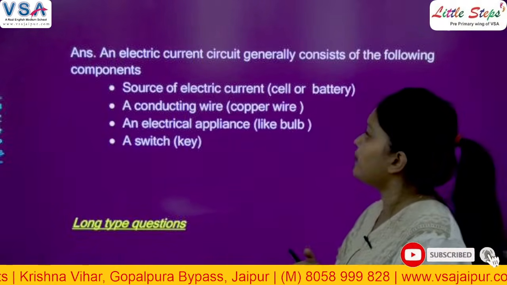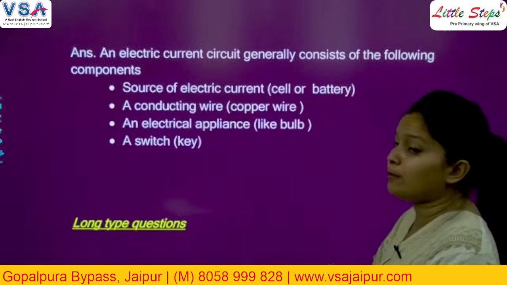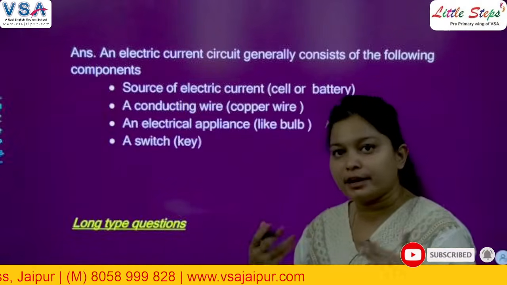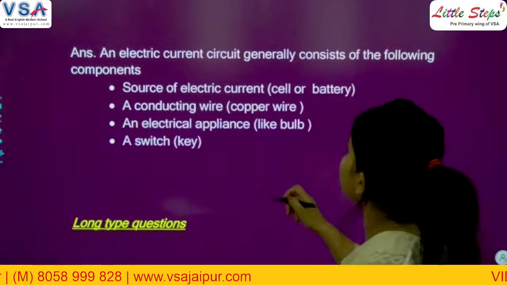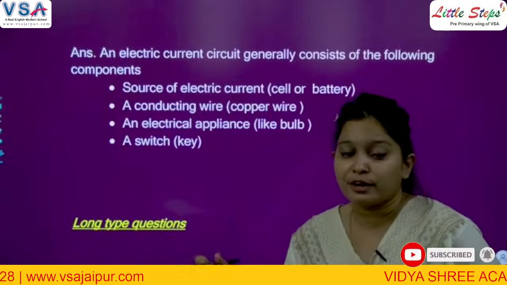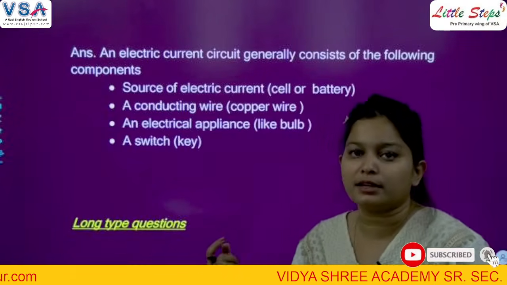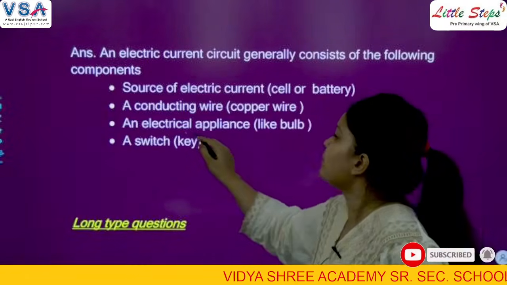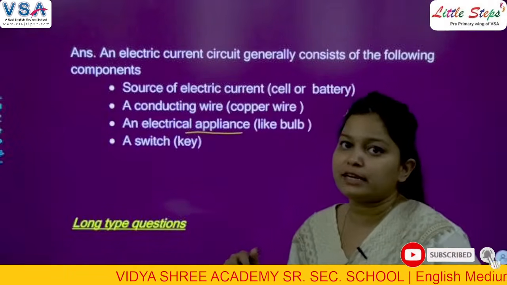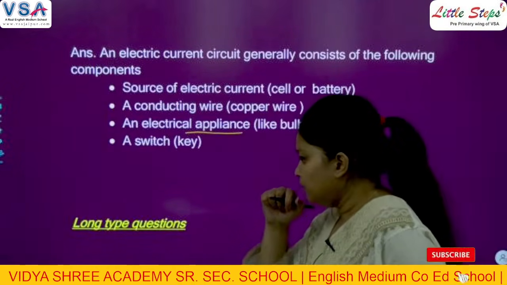First one is a source of electric current. There should be a source for current to flow, that is supposed to be a cell or battery. Then a conducting wire. Of course, a wire is required in which current flows. The wire is supposed to be a copper wire. An electric appliance, so we know the current is flowing, then we can light a bulb or turn on the fan. So we need an electrical appliance like a bulb, etc. And we require a switch so that we can turn it off or on.